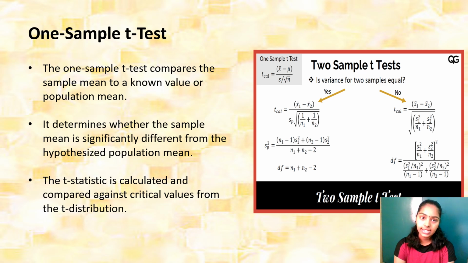One sample t-test. The one sample t-test compares the sample mean to a known value or population mean. It determines whether the sample mean is significantly different from the hypothesized population mean. The t-statistic is calculated and compared against critical values from the t-distribution.